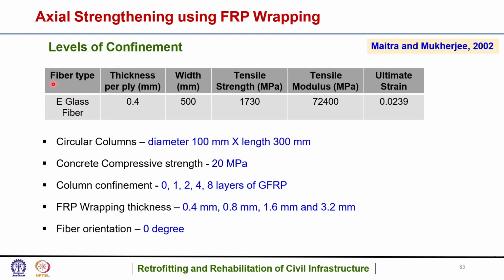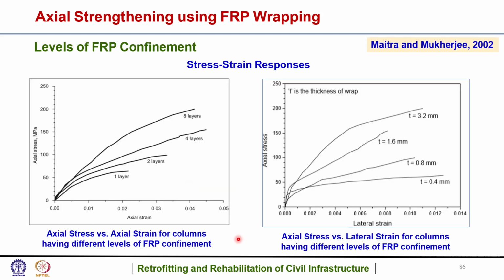These were the specifications: the fiber type was e-glass fiber, and the circular columns were of diameter 100 mm by length of 300 mm, with a compressive strength of 20 megapascal concrete, and column confinement was 0, 1, 2, 4, 8 layers of GFRP. The FRP wrapping thickness was 0.4 mm, 0.8 mm, 1.6 mm, and 3.2 mm, and the fiber orientation was 0 degree. The impact of levels of FRP confinement was shown here.